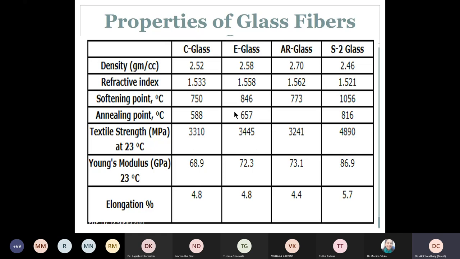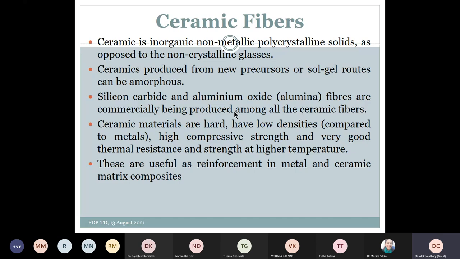Ceramic fibers are inorganic non-metallic polycrystalline solids, as opposed to non-crystalline glasses. Again, from some precursors, sol-gel routes can be amorphous. Ceramic material is very hard, having very low density compared to metals, high compressive strength and very good thermal resistance. So in case of higher temperature, if any kind of protective clothing is required, you can prefer these ceramic fibers. In filtration also we use ceramic filter media in case of hot gas filtration.